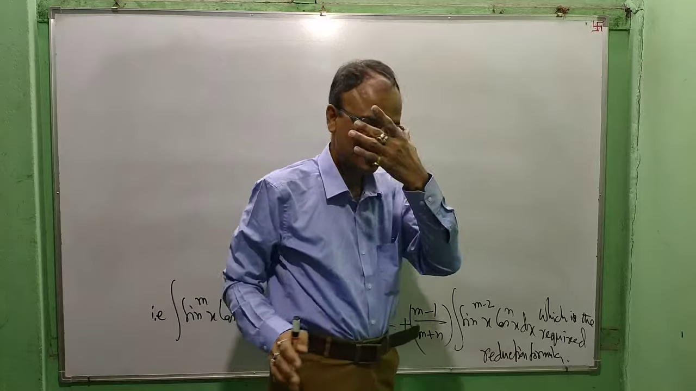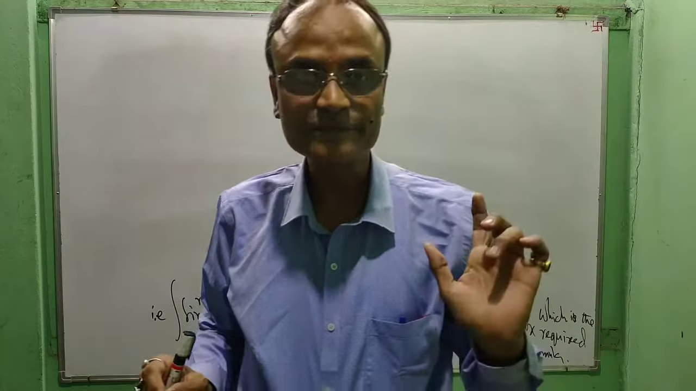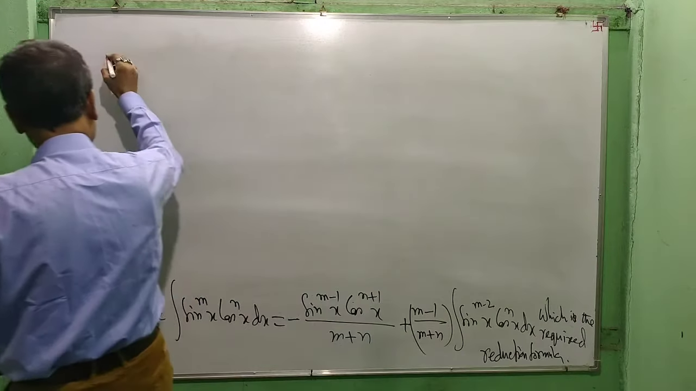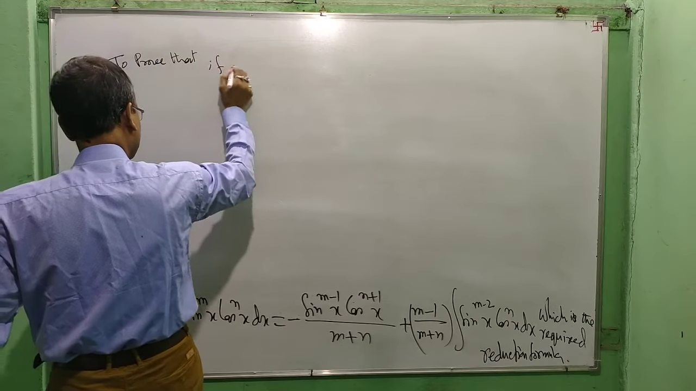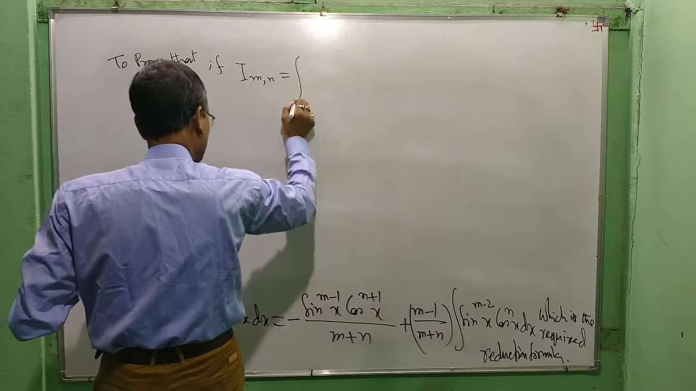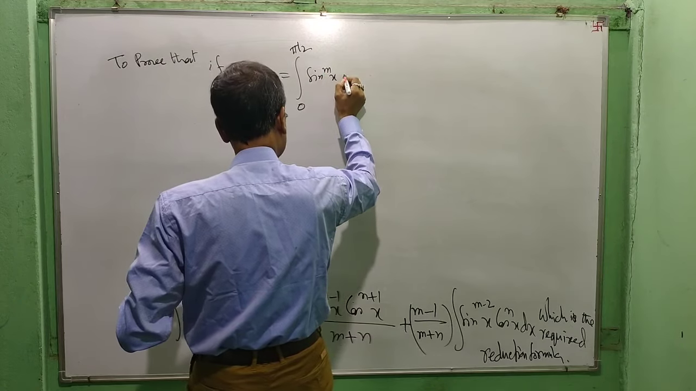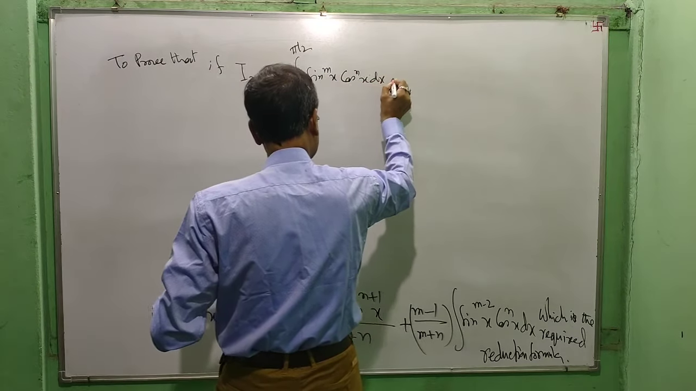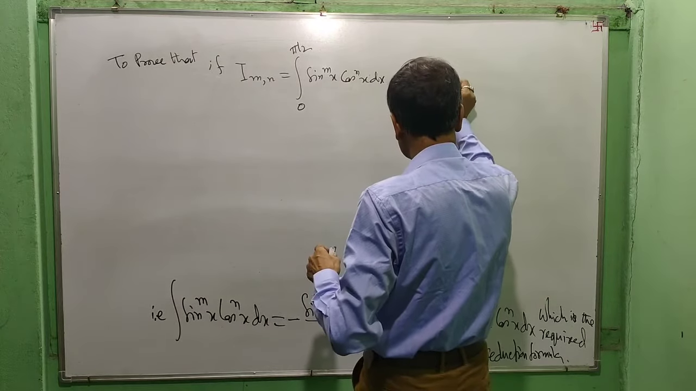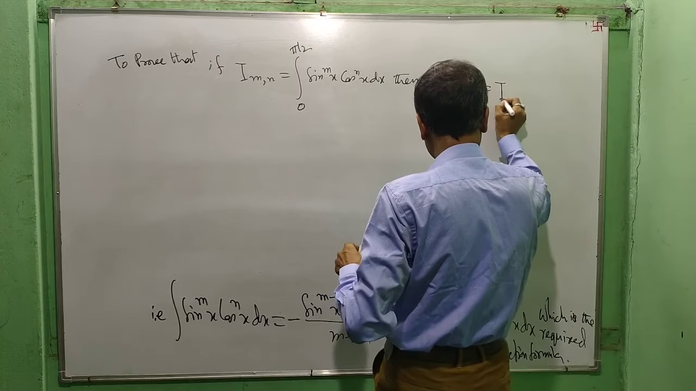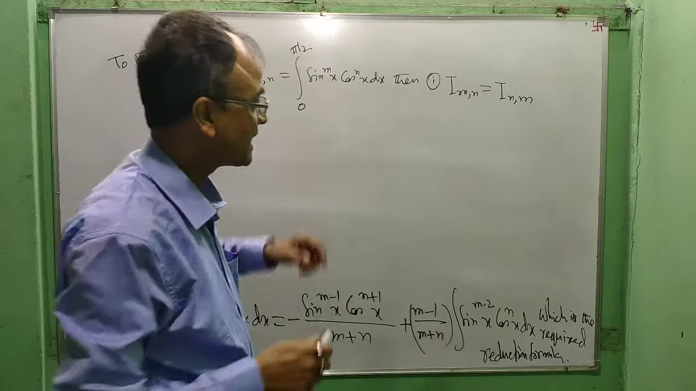Now, we shall find the reduction formula for this in case of definite integral. To prove that, if I m n equal to, we shall take the limit from 0 to pi by 2, sin to the power m x cos to the power n x dx, then number 1, I m n equal to I n m.